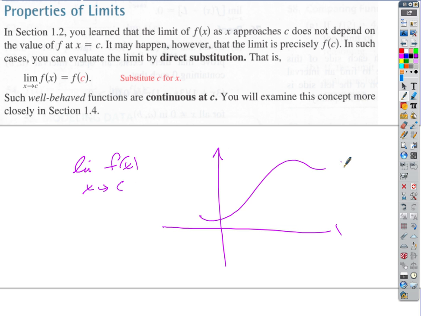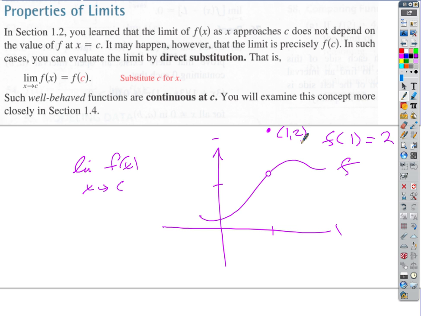What if I had something like this, where there's f, and there's my function f. Tell me, what is f of 1? 2. Right? Why? Because when x is actually equal to 1, the value of the function is 2. The coordinates of that point are (1, 2).